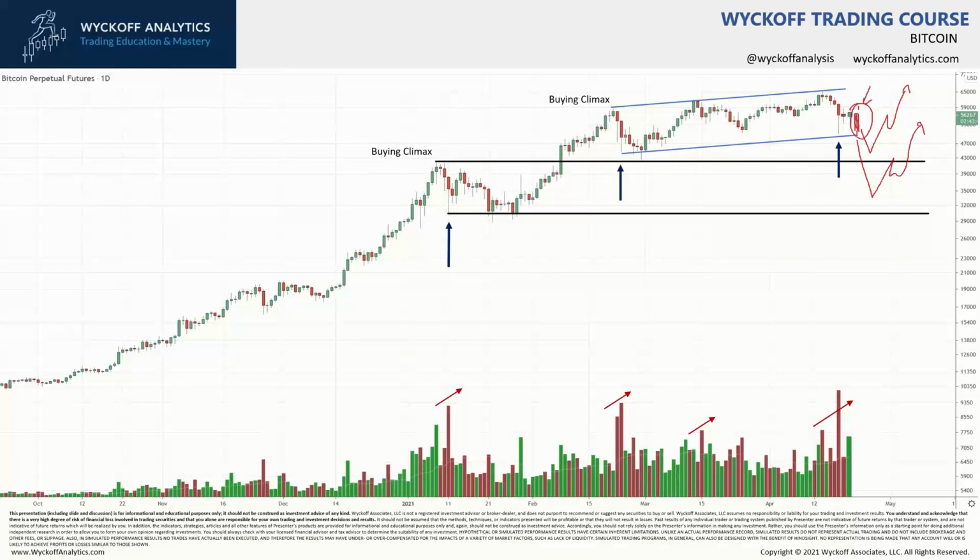Okay, another question. Why can't we consider the upslope in range as distribution and the last drop as a sign of weakness from my chart? Okay, yeah, it's a really good question. And these are the type of questions that I want you guys to ask during these classes, right?